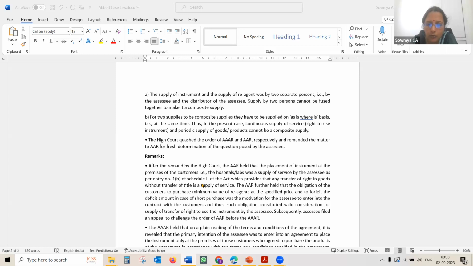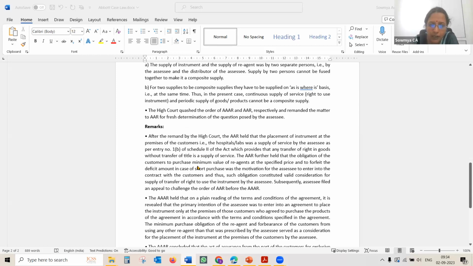The High Court quashed the order of the appellate authority for advance ruling and the advance ruling, and remanded the matter to the advance ruling authority for fresh determination of the question posed by the assessee. So they remanded the case back to the advance ruling authority for fresh consideration.